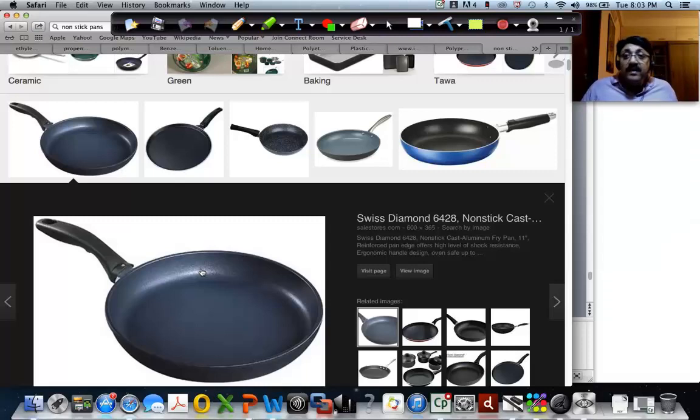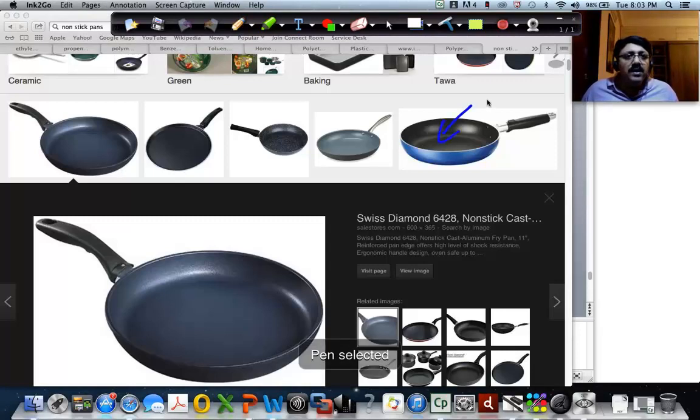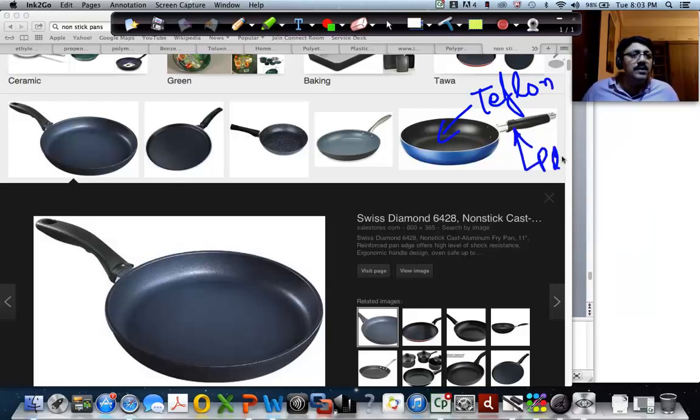So this coating inside, the black stuff, is the Teflon coating. Its real chemical name is polytetrafluoroethene. That is what Teflon is.